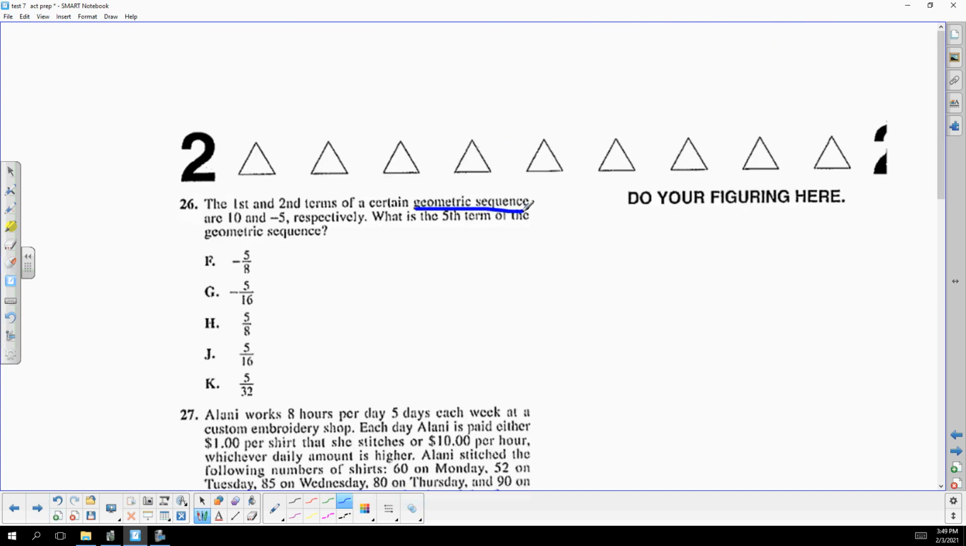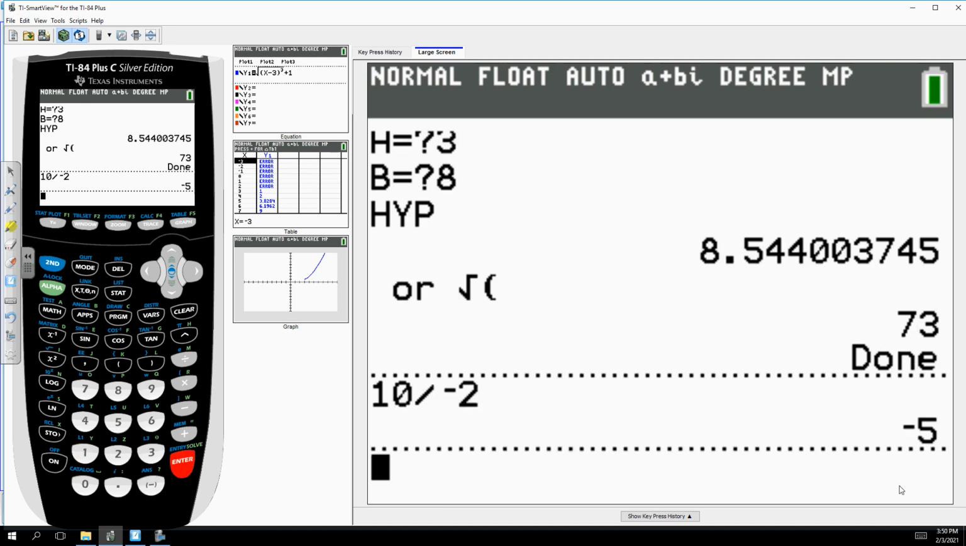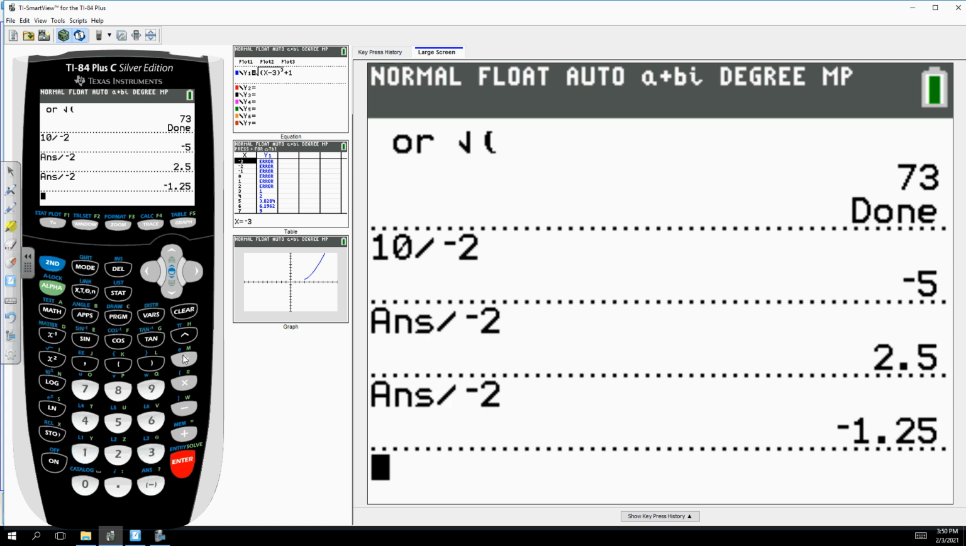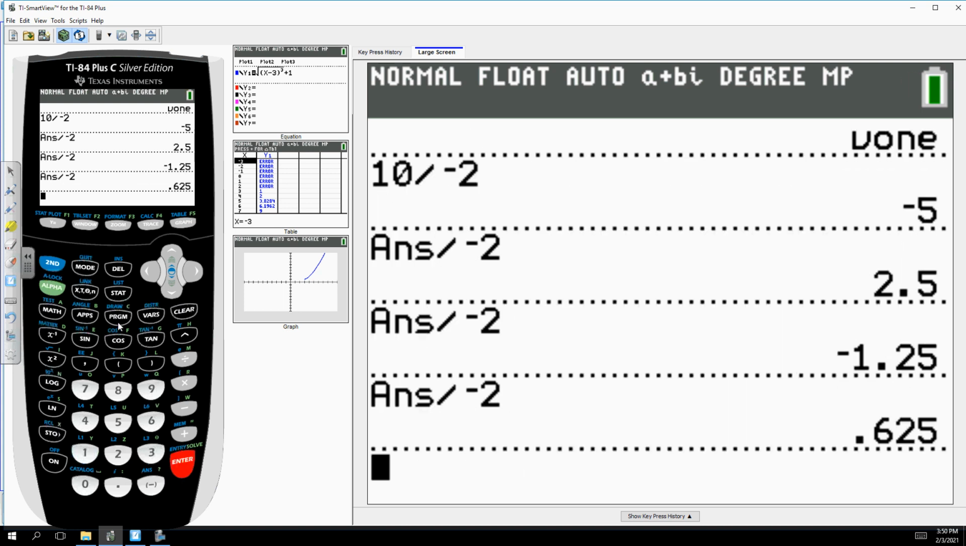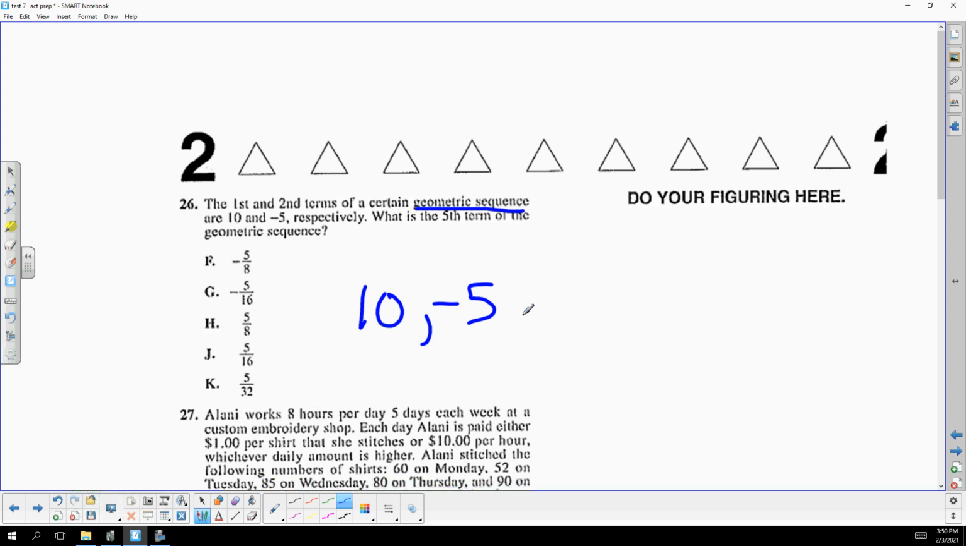We talked about this, the geometric sequence. That means you're multiplying. So what are we multiplying by? We're actually dividing by -2. So you just start with 10, and you divide by -2 to get 5. That's the second one, -5, right? And then this is the third one. And this is the fourth one. And I think they're looking for the fifth one. 5/8. So it'd be choice H. Dividing by -2 would be the same thing. We get H, 5/8.